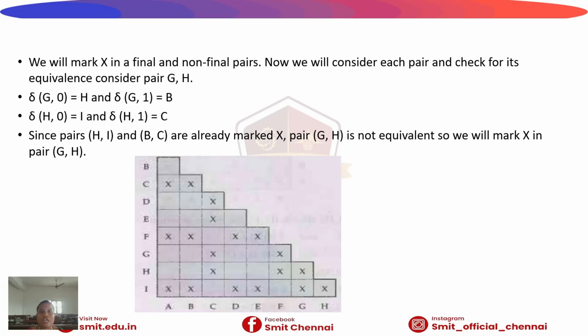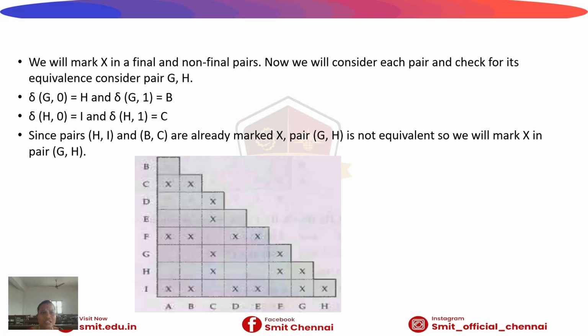Now we will consider each pair and check for its equivalence. Consider the pair G, H. G, H means delta of G comma 0 equals H, and delta of G comma 1 equals B, and delta of H comma 0 equals I, and delta of H comma 1 equals C.